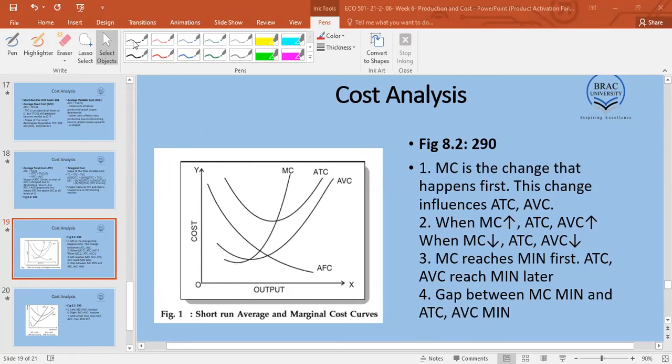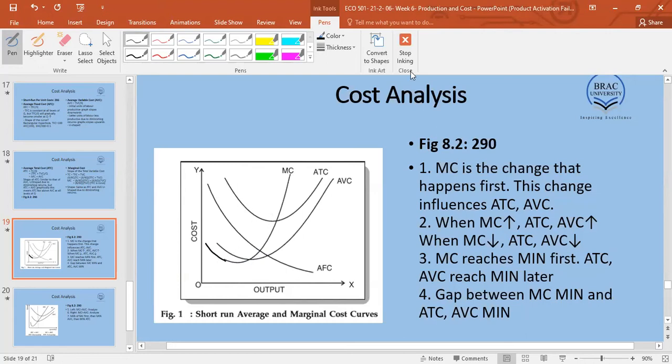Let me draw it a little bit more. The marginal cost curve over here is falling. What is happening to the average cost curves? Average total cost is falling. Average variable cost is also falling. Do you see this? This is average variable cost falling. This is average total cost falling, right?